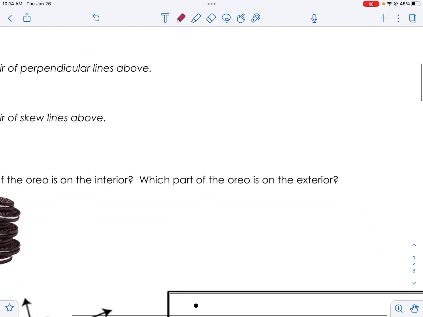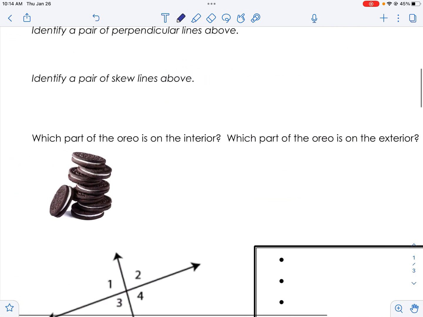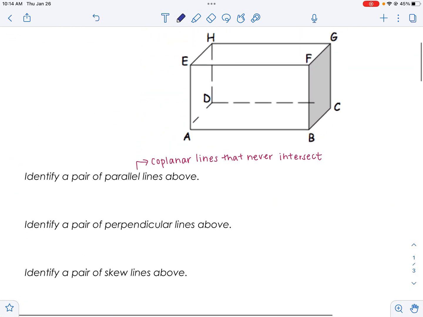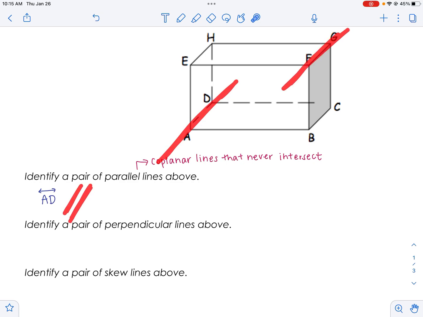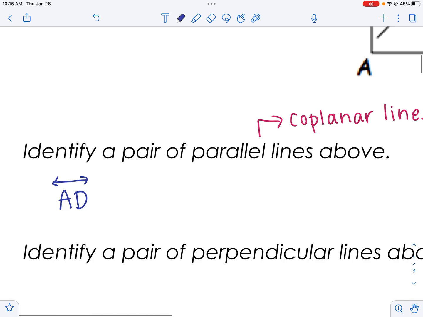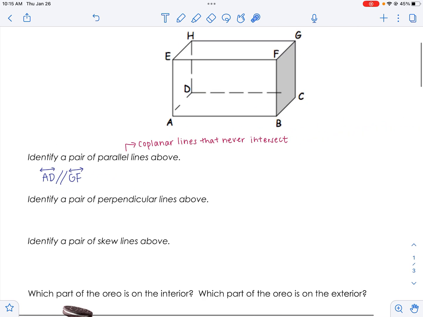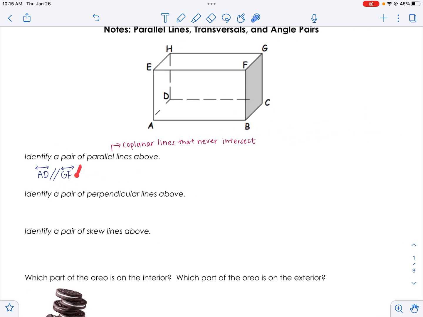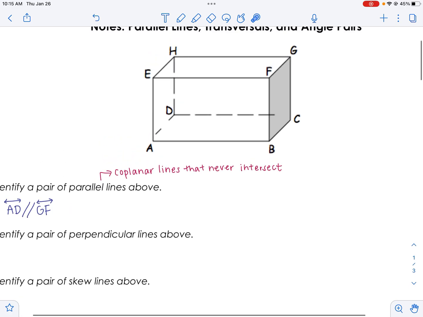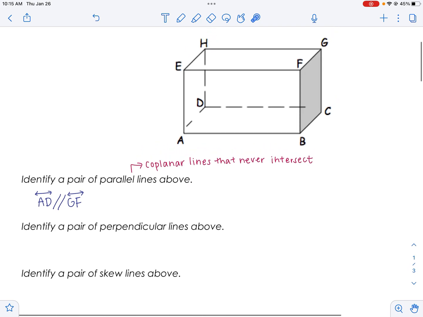Let's go with AD. If I were going to write line AD, I would write it just like this. Line AD, and I could say that's parallel, so slash slash, and let's go with GF. So I'm going to say that line AD is parallel to line GF, just like that. And I could do more, right? There's lots and lots of options here. I could say it's also parallel to EH, and so on and so forth. But parallel lines are coplanar lines that never intersect.